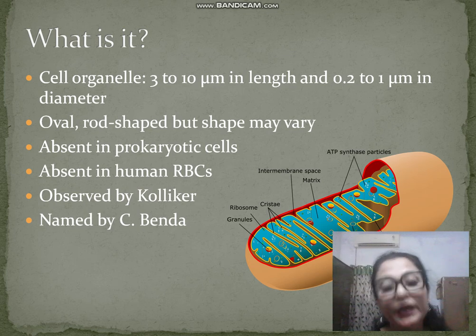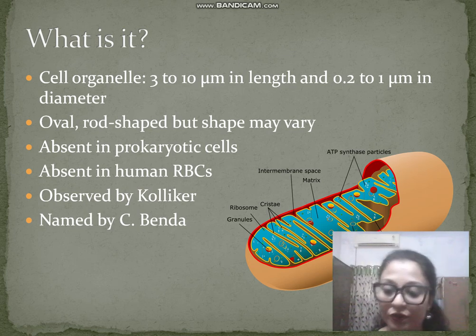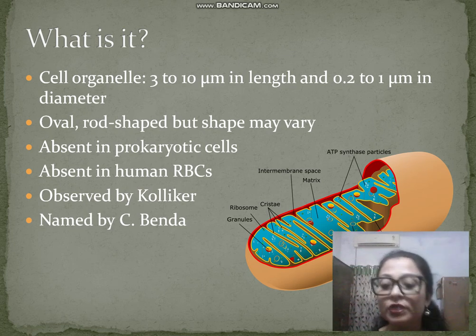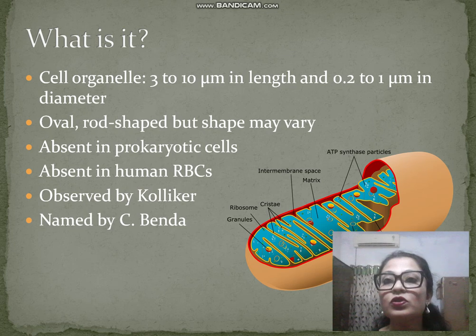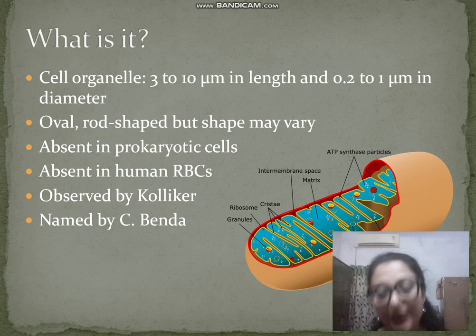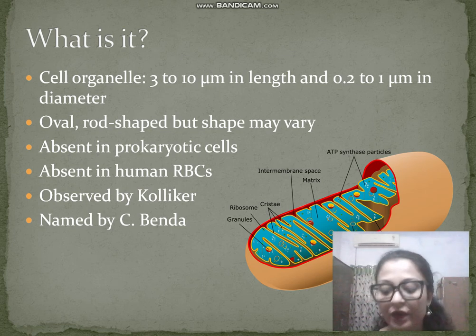Now, in humans, most cells contain mitochondria except for the RBCs. So, RBCs have gotten rid of most things except a few things inside their cells, because they want to optimize their surface area for absorption of oxygen. Mitochondria was first observed by Kolliker, and it was named mitochondria by C. Benda. So these are just facts that you need to remember, okay? And I just thought of mentioning those.